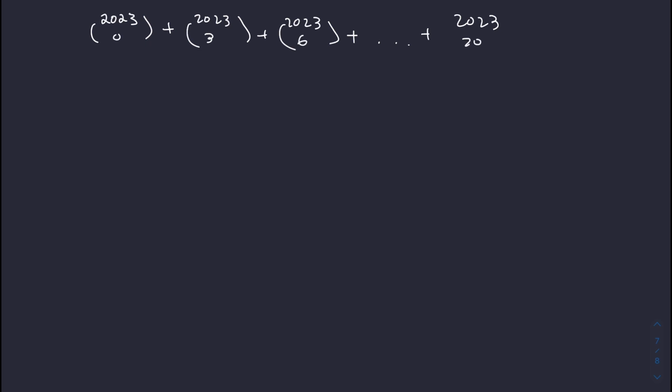So just to rewrite the problem, we are trying to evaluate the sum of 2023 choose 0 plus 2023 choose 3 plus 2023 choose 6 and so on until we get 2023 choose 2022. So at first this kind of looks like a row of Pascal's triangle. In fact, this actually is.